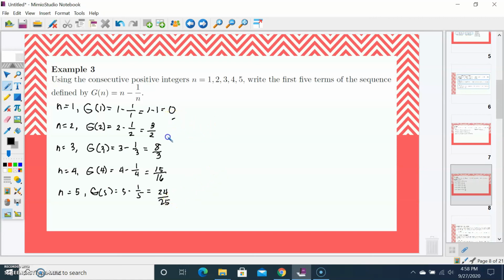So these 5 numbers here are the terms of our sequence. So our sequence is 0, 3 halves, 8 over 3, 15 over 16, and 24 over 25. So here is our sequence defined by this function.